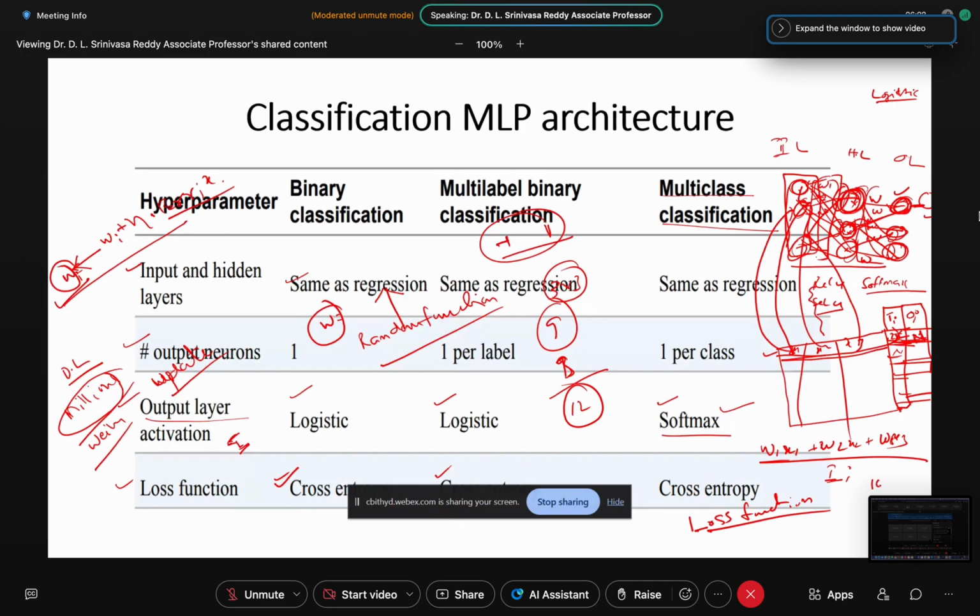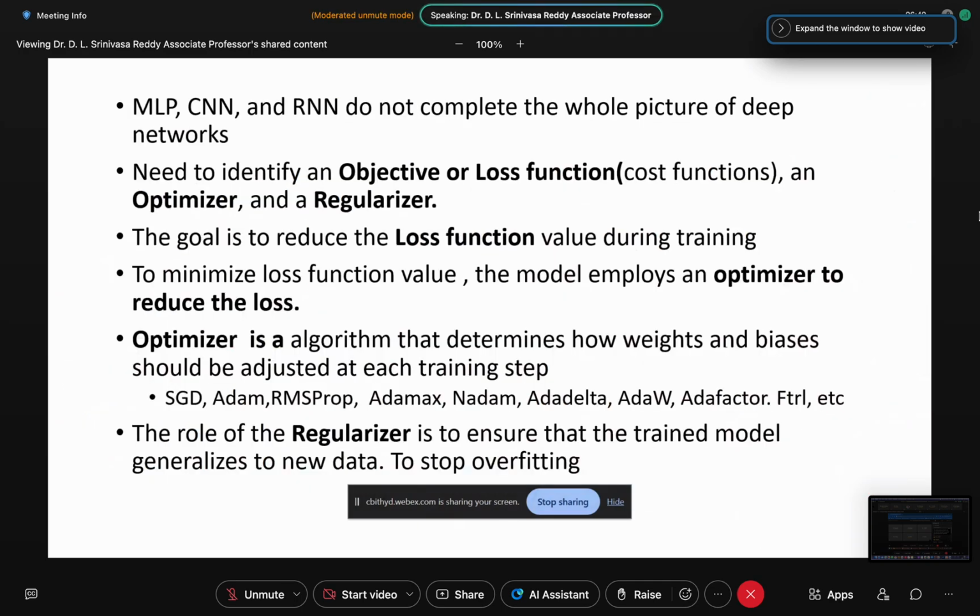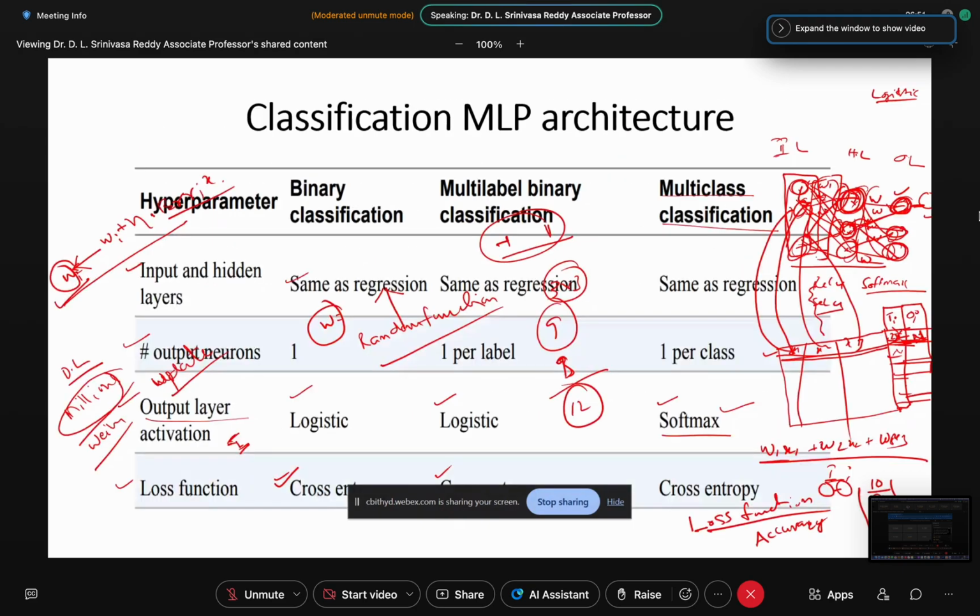Suppose the error is initially 10. In the next iteration it is 8. That means, what is the error? What is the original value? What is the predicted value? The difference. Suppose 6, 4, and so on. That means the error is decreasing. While the error is decreasing, you will get good accuracy, right? So what we require is the decay of these errors iteration by iteration.